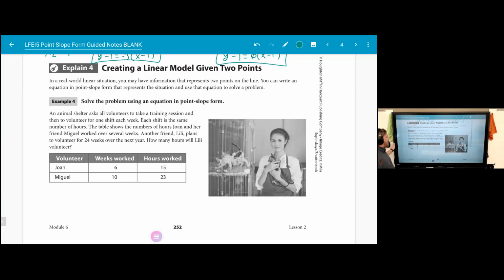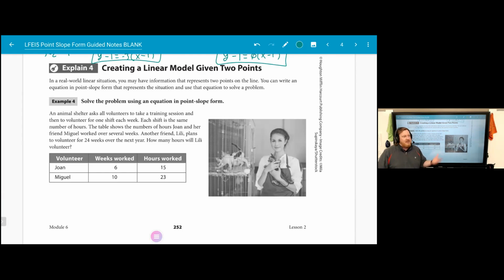An animal shelter asks all volunteers to take a training session and then volunteer for 1 shift each week. Each shift is the same number of hours. The table shows the number of hours Joan and her friend Miguel worked over several weeks. Another friend, Lily, plans to volunteer for 24 weeks over the next year. How many hours will Lily volunteer?